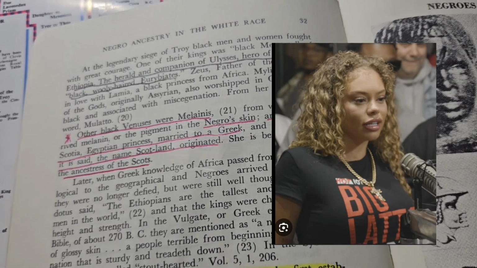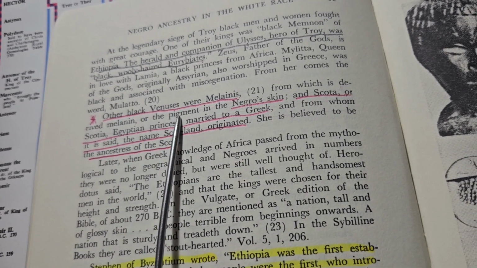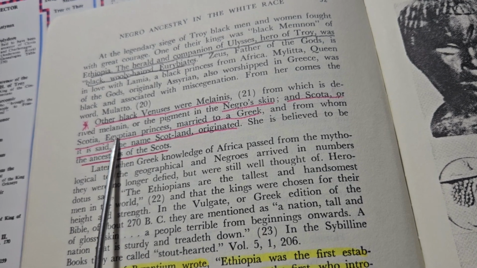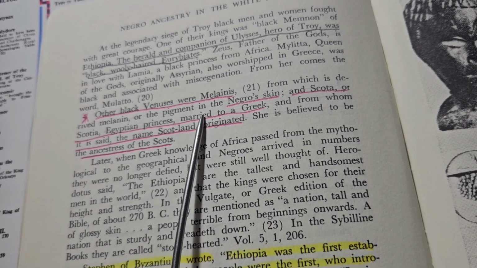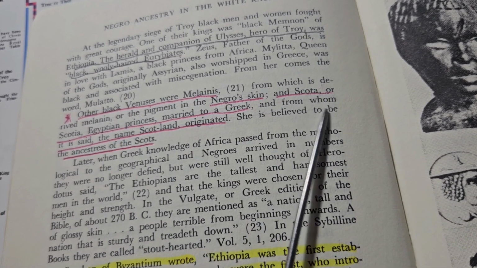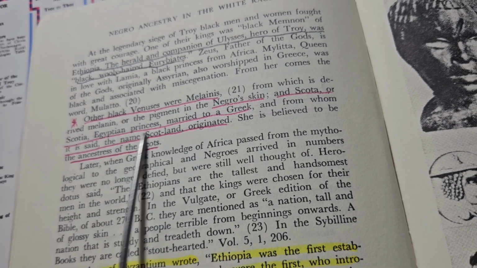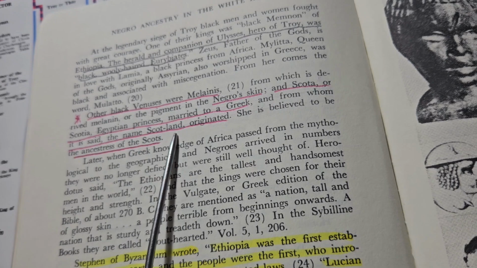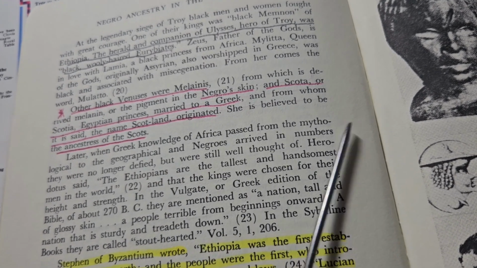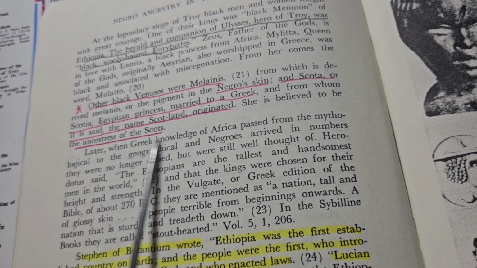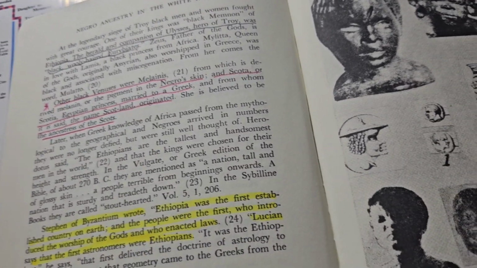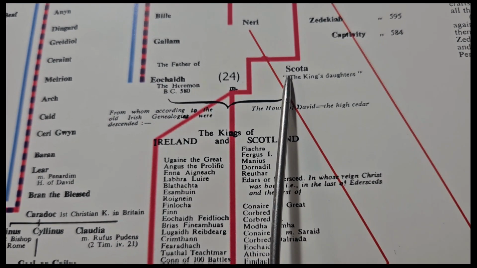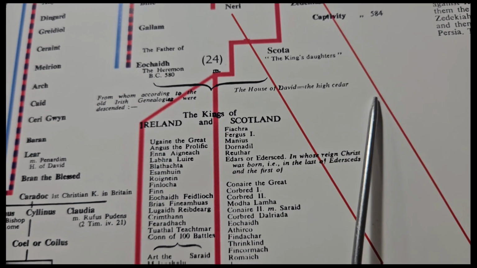Okay, like that singer, Lotto. Other black Venuses were Melanus, from which is derived melanin, or the pigment in the Negro skin, and Skota, Egyptian princess married to a Greek, and from whom it is said the name Scotland originated. She is believed to be the ancestress of the Scots. Okay. And what did we just read? Skota, the king's daughter. Okay.